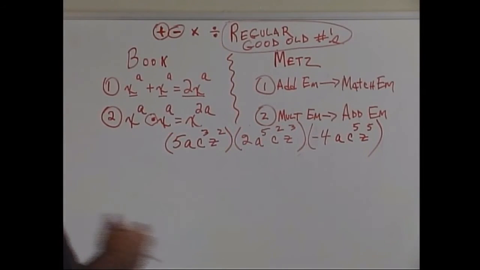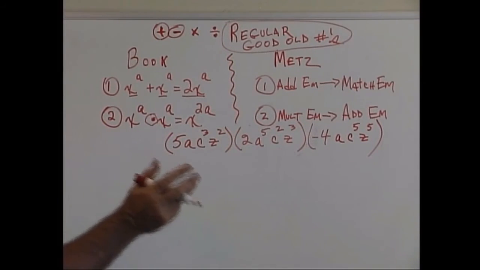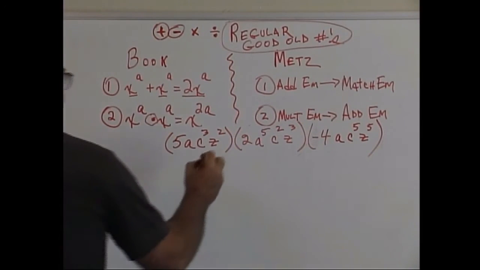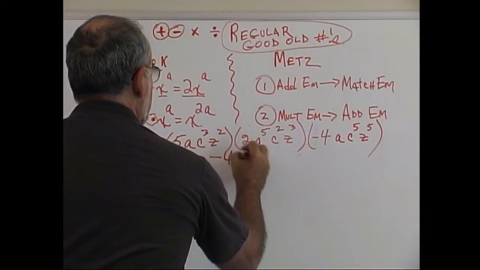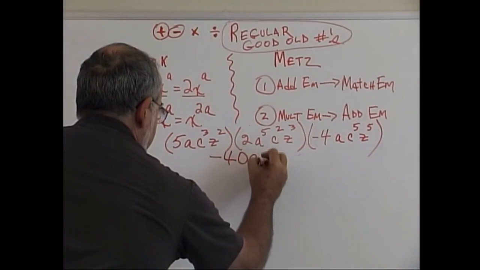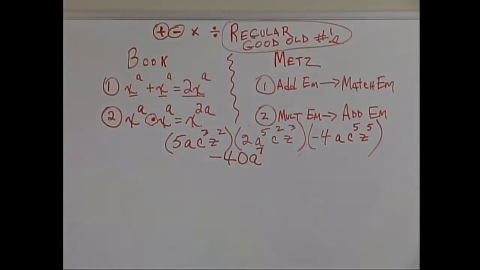A three-bagger, all multiply. Can you do it? Certainly. Multiplication's a party animal. Let's take care of the regular good old numbers. What regular good old numbers do I have? 5 times 2 times negative 4. Hopefully without blinking, you know that's negative 40. All right, now we've got to multiply the a's. So I got a times a to the 5 times a, which gives me a to the 7, noting that there's a 1 above both of the a's with nothing shown. c to the 3 times c to the 2 times c to the 5 is c to the 10.